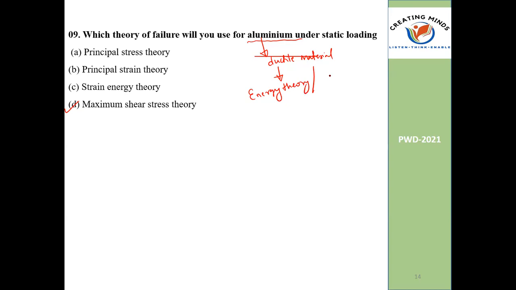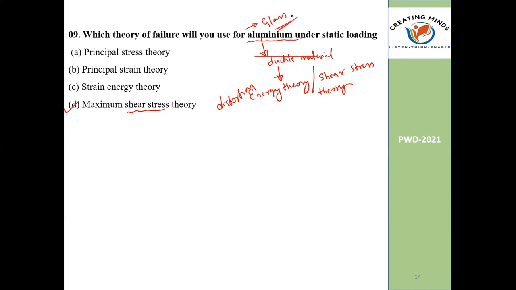energy theory or shear stress theory. So here energy theory is not given. That is especially distortion energy. This is very important. Distortion energy. So here distortion energy is not given. Hence the option is shear. Right? Have you got it? So in some cases, instead of aluminium, they may give something like glass.